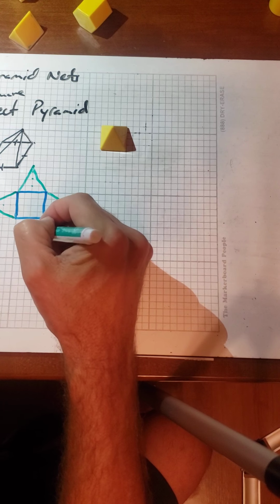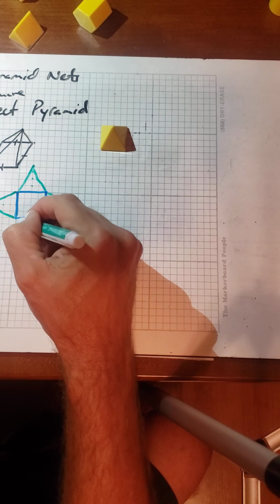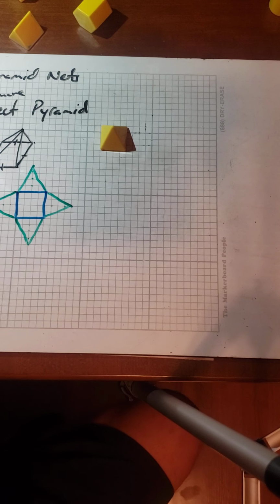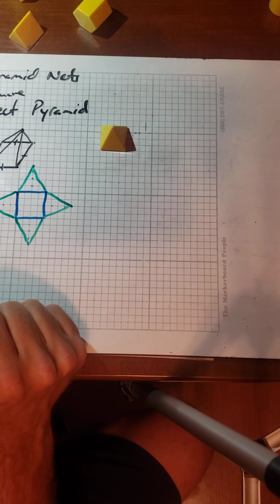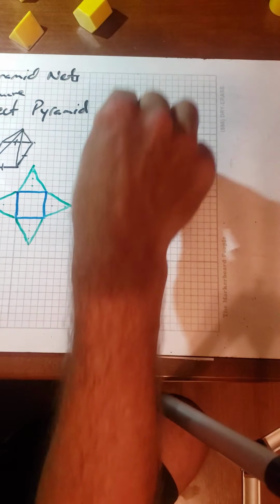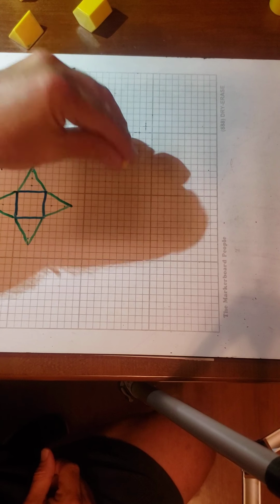Like that. And there we go. So that's what the pyramid would look like if it was laid out flat in a net. Okay, now let's take a look at this one. This one is a triangular pyramid.